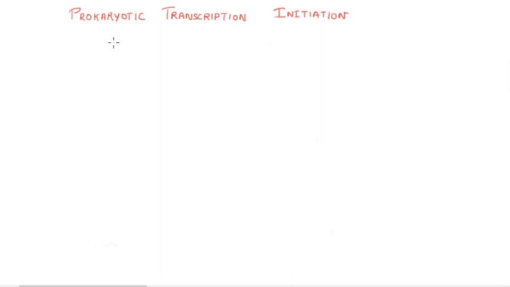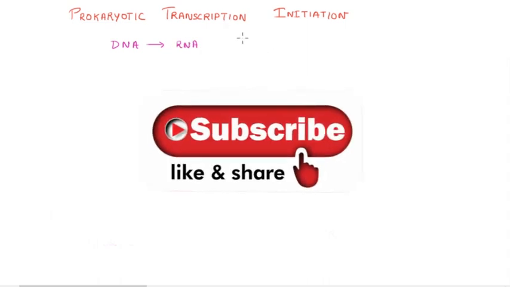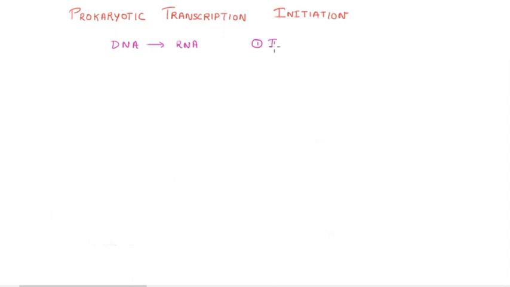So the process by which DNA is converted into RNA is called transcription. And the overall process of transcription is mediated by three different steps. The first one is initiation. The second is elongation. And finally, termination. In this video, we are going to specifically talk about the initiation process in bacteria or prokaryotes.